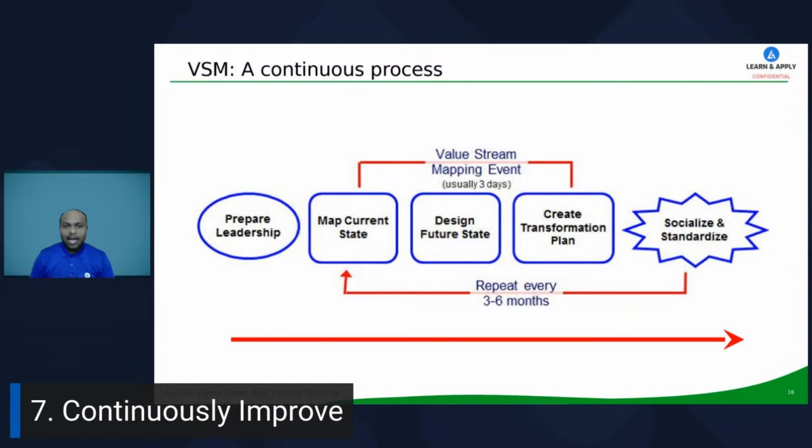We need to continuously improve by using this value stream mapping. You can see here, ideally, we need to complete this exercise at least once in a year, or if your process is smaller, we can conduct that once in a quarter or once in 6 months, so that we can have continuous improvement of our processes.